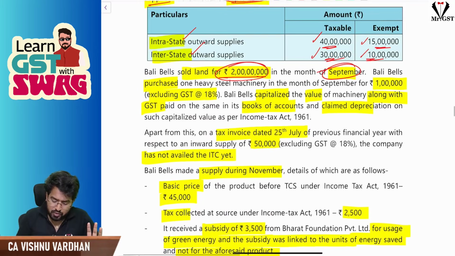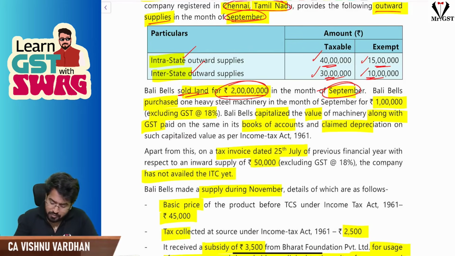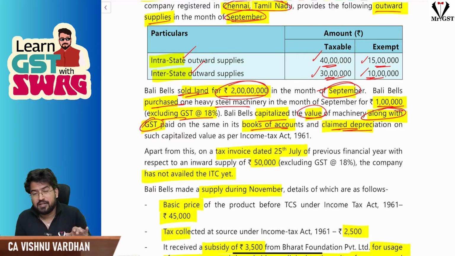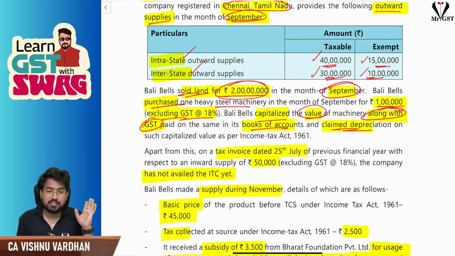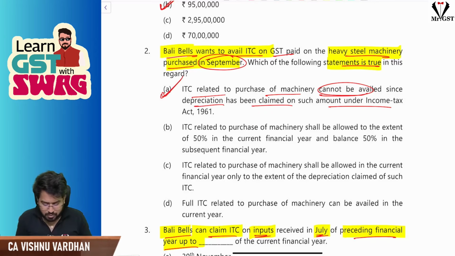And next, so always remember this point, sale of land. I am seeing this again second time or third time, I'm not sure. Sale of land will not form part of aggregate turnover. Simple, it is not a supply at all. Next, they have purchased one heavy steel plant and machinery worth 1 lakh. If you remember, they have asked regarding ITC, what is the correct statement? Excluding GST 18%. They have capitalized the value along with the GST. That is important here in the books of accounts and claimed the depreciation also. So they have capitalized both value plus GST and they have claimed depreciation also on that. So obviously you cannot take ITC on that. So now coming to the true statement. ITC related to purchase of machinery cannot be availed since depreciation has been claimed on such amount already. So option A is the correct answer.